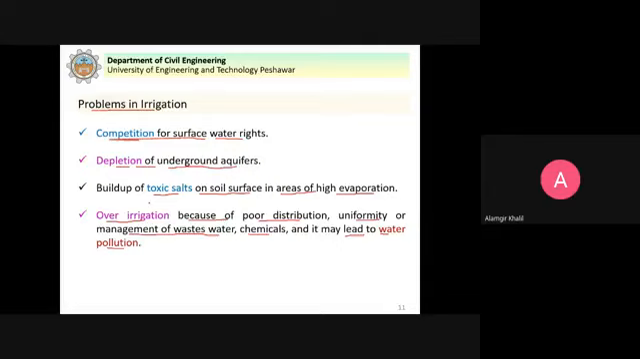The same water cannot be used for other purposes downstream, or the water can infiltrate into the soil and then through percolation join the groundwater storage and cause water pollution. So the groundwater that can be used for domestic and drinking purposes will contain these chemicals. So it will become a health hazard. So these are the potential problems that we face due to irrigation.